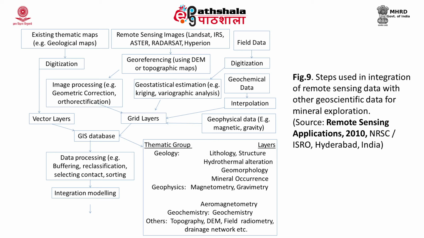Once you have the GIS database, you can prepare different thematic maps and different layers. For example, you can have the geological layer. What are the layers under the geological thematic map you can prepare? That is the lithological layer, structural layer, hydrothermal alteration layer, geomorphological layers, and mineral occurrence layers. Geophysical layers you can also prepare: magnetometric, gravimetric, and aeromagnetometric.